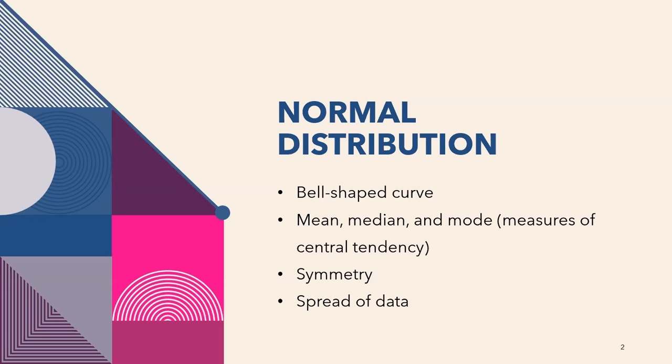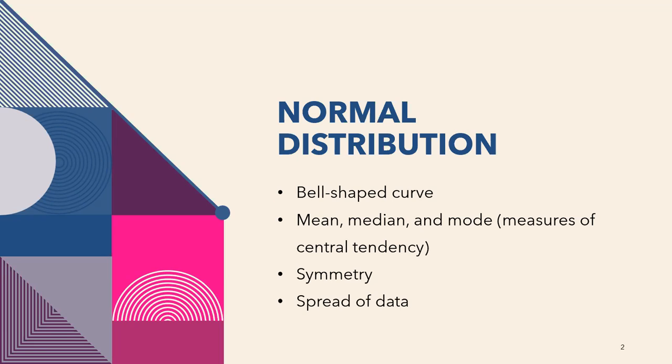With symmetry, the distribution is symmetric about the mean. This means that the left side of the mean is a mirror image of the right side. So that's how we get the bell shape, where you have the peak and then the right and left side are basically the same. The spread of the data is the width of the distribution.